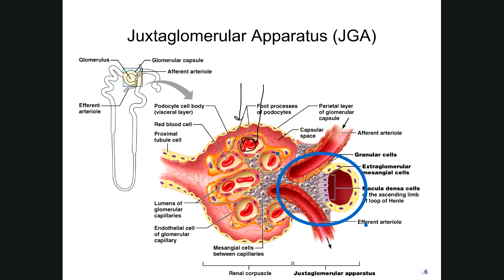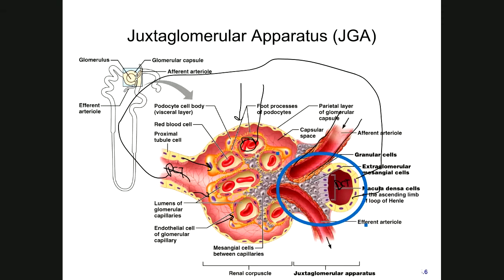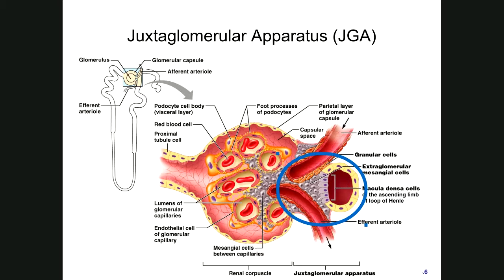And these yellow things are our podocytes out here. So there's the proximal convoluted tubule. And if we follow it around, it comes all the way to here. Here's our distal convoluted tubule. This is our afferent arteriole. And look, they touch each other right here. And where they touch each other is this JG apparatus.